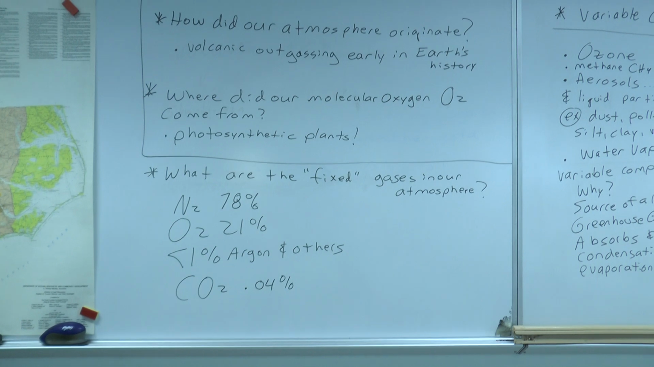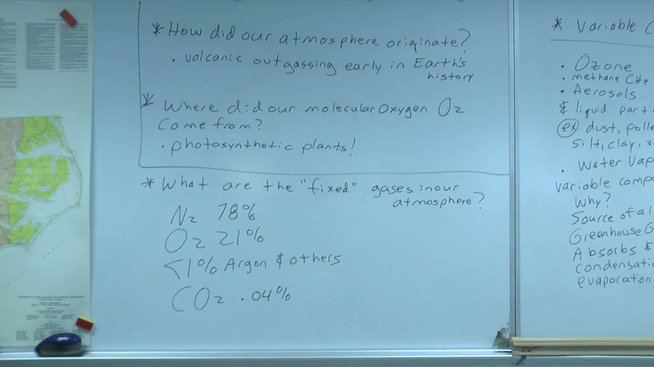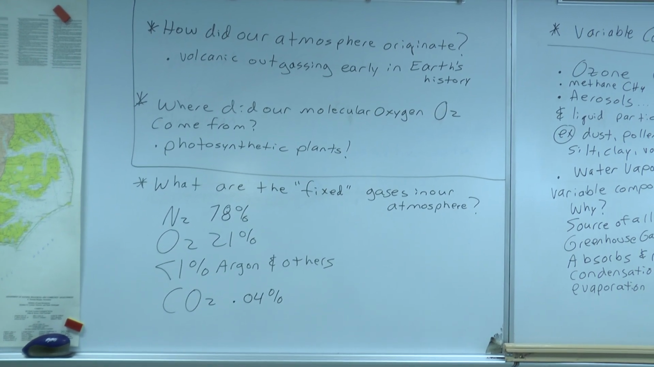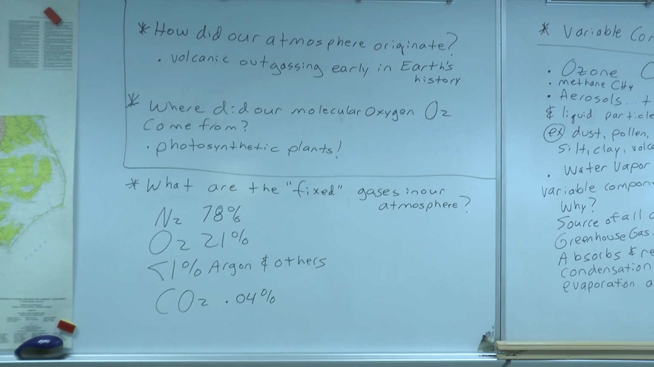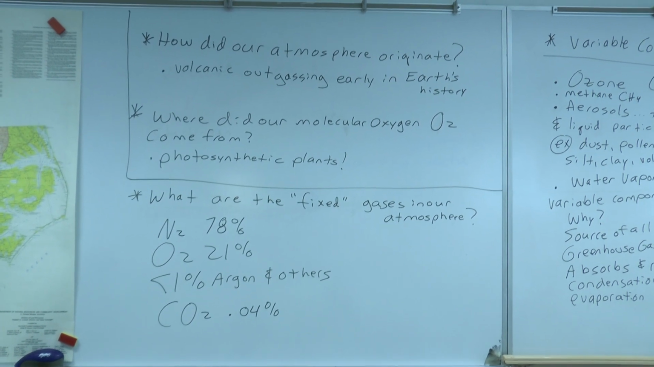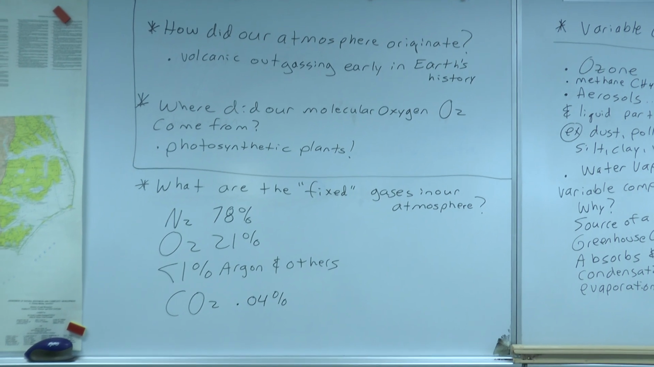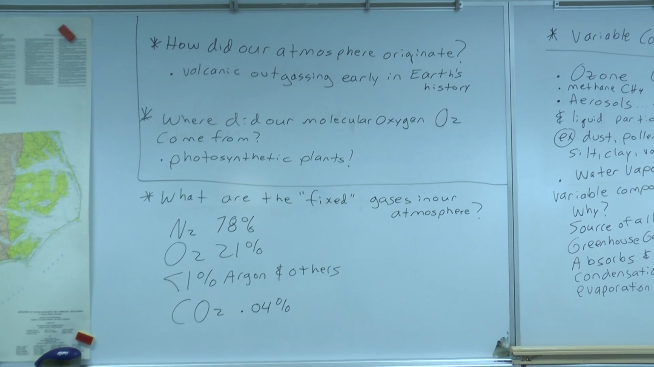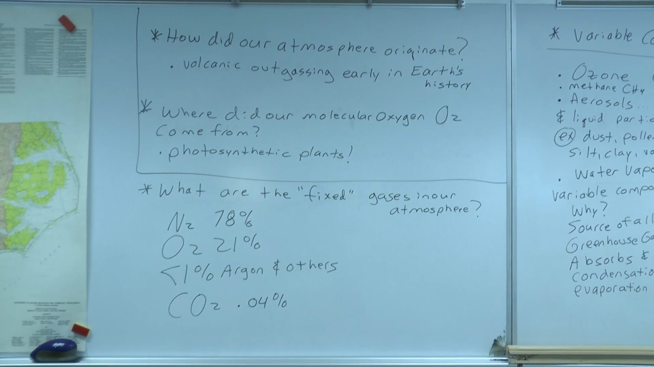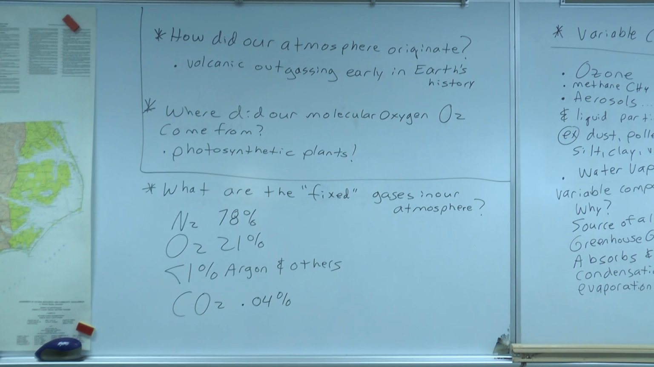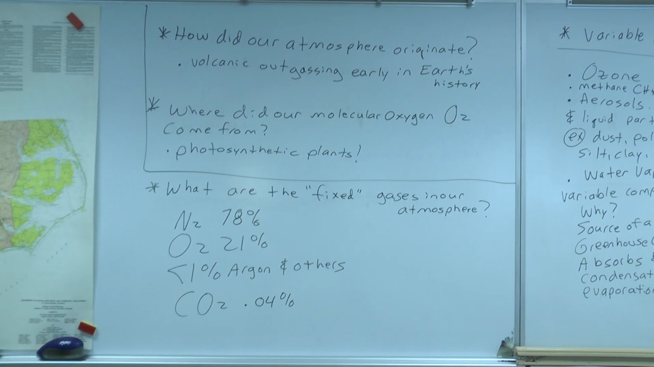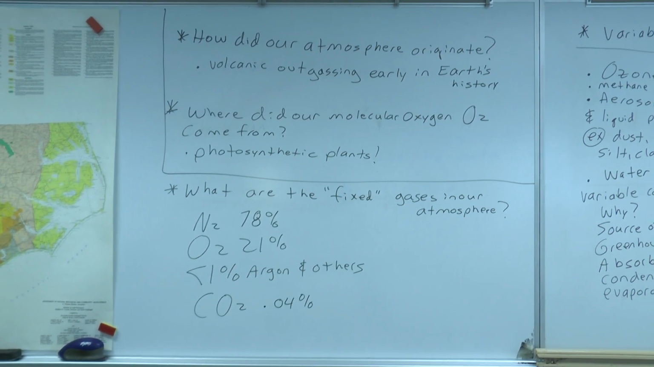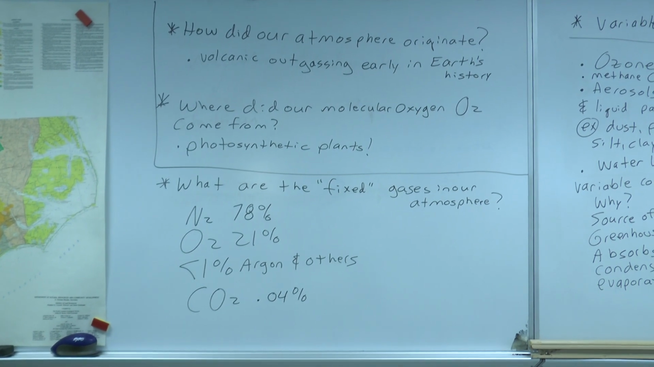Speaking of, our next topic: what are the fixed gases in our atmosphere? I have fixed in parentheses because they're relatively fixed in the short run. They have varied over the course of Earth's history, and carbon dioxide is actually varying in our very recent history. So let's go through these. N2, also known as atmospheric nitrogen, makes up most of the air we breathe, 78%. O2, atmospheric oxygen, makes up 21%. Less than 1% is argon and a mixture of every other gas that's out there.